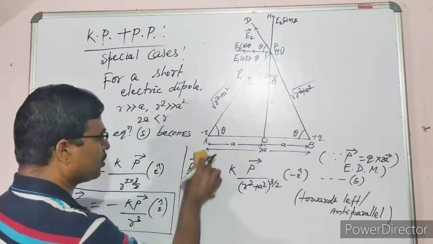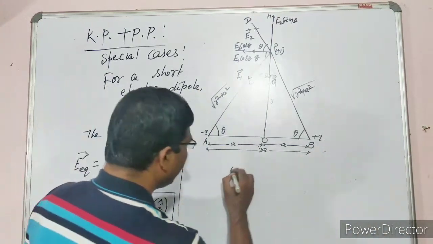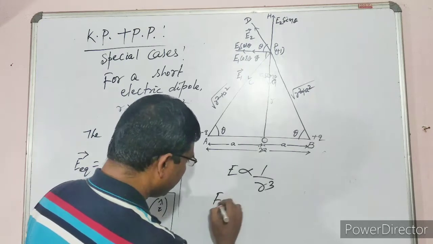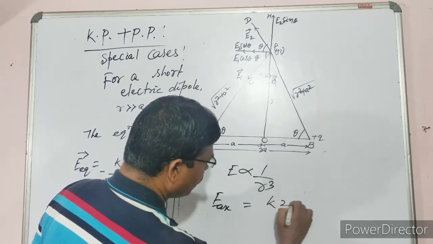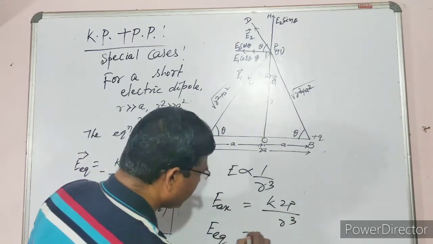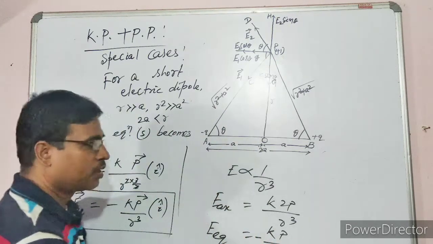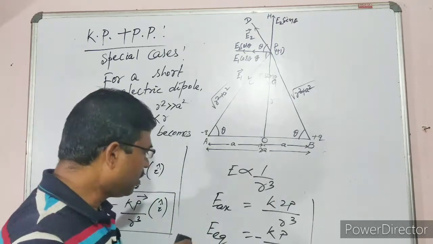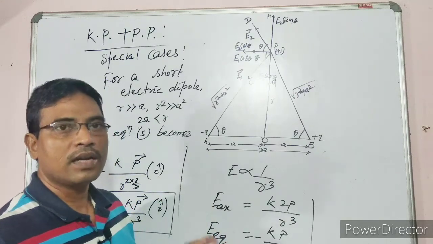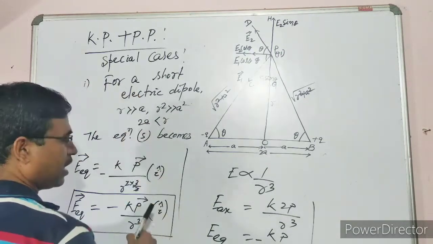Okay, can I erase? Then come to points. From both equations you are getting E proportional to 1 by r cube. In axial you are getting K 2P by r cube, scalar form I am writing. In equatorial you are getting K P by r cube, just it is minus. It is the difference. There is another video also, the comparison between the electric field on an axial line and on an equatorial line. So students, it is the first case, but for another case now I am erasing.